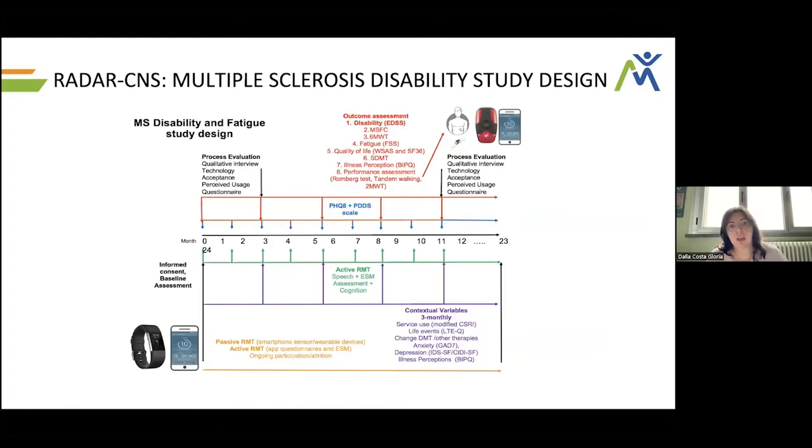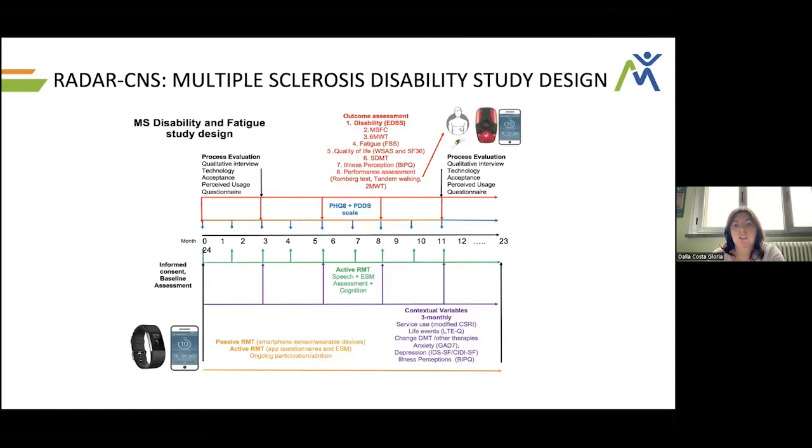So this is the MS disability study design, and as you can see, we have been using the Fitbit together with two different applications for the smartphone. One application collecting passive data from the sensors of the smartphone, and the second application collecting active data, that is, asking patients to fill in questionnaires remotely. We recruited 400 patients in total, and each of them was followed up for up to 24 months.